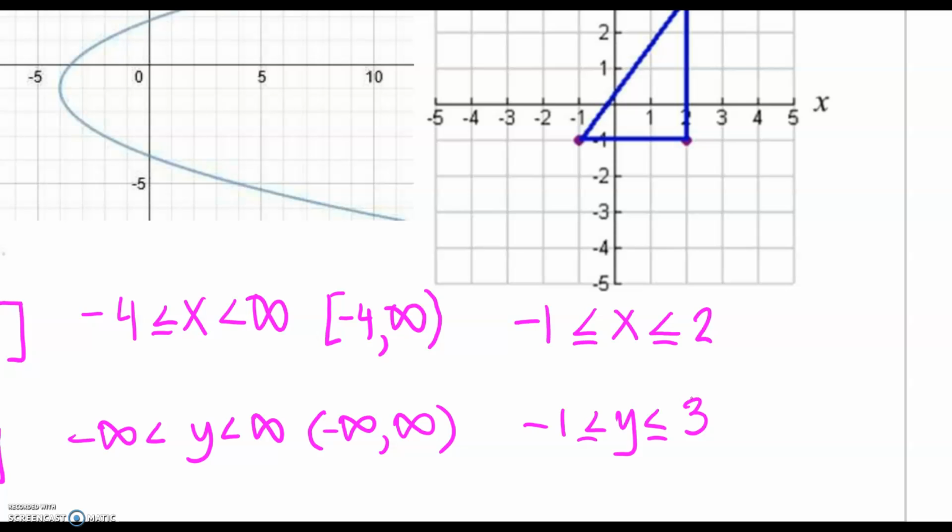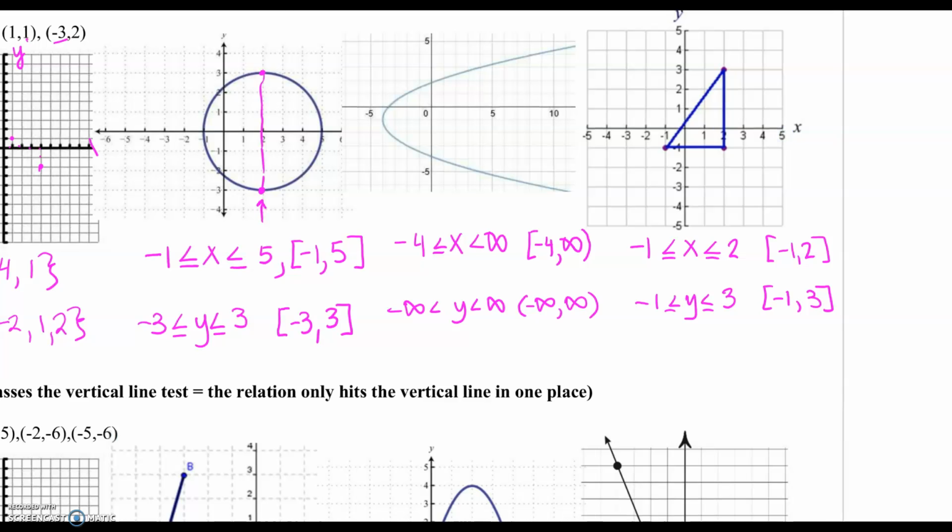I have x's between -1 and +2, and y is between -1 and +3. How do I write that with bracket notation? And this is what I write. So remember, the x values are the domain, the y values are the range. Those are pretty fun.